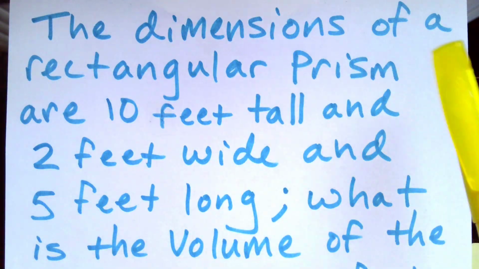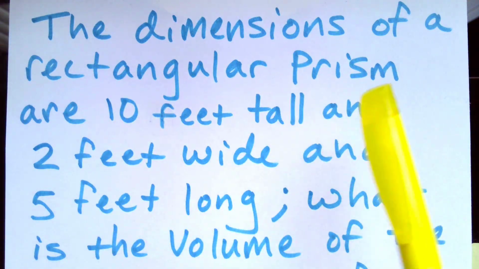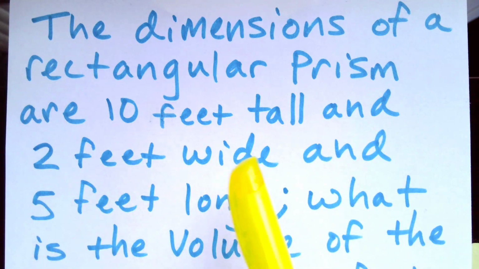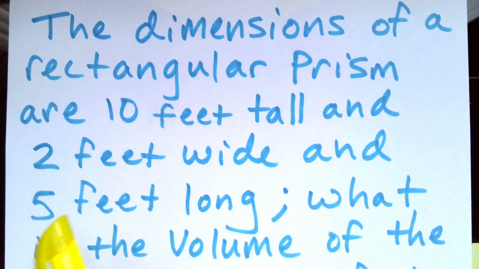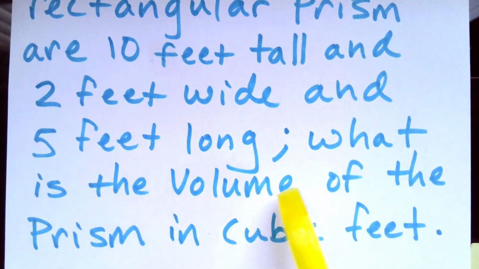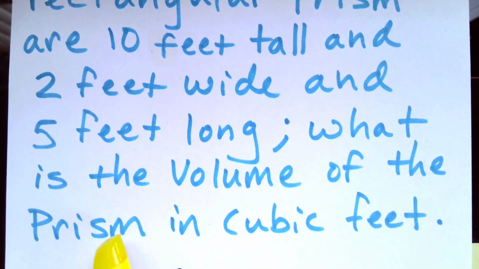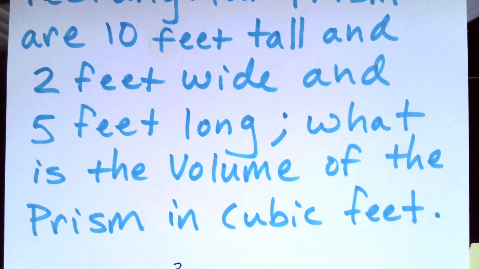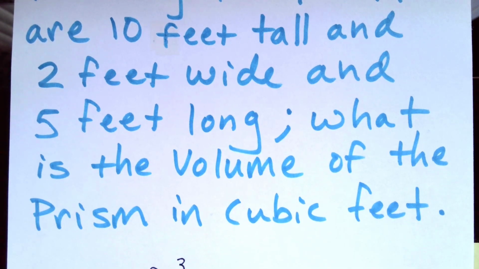The dimensions of a rectangular prism are 10 feet tall and 2 feet wide and 5 feet long. What is the volume, right? What is the volume of the prism in cubic feet? So cubic feet is kind of important. You're going to have to make sure your answers are in cubic feet.